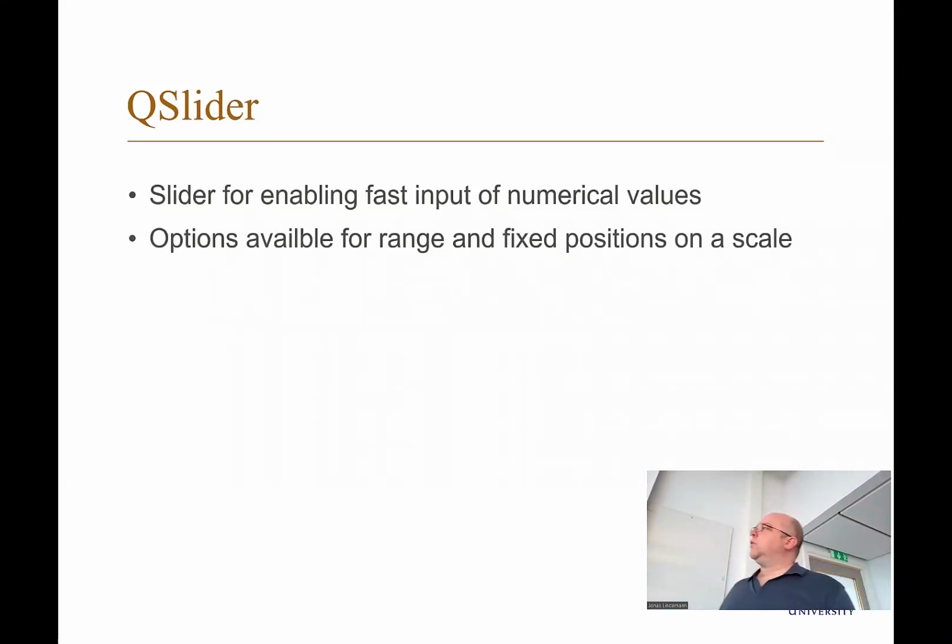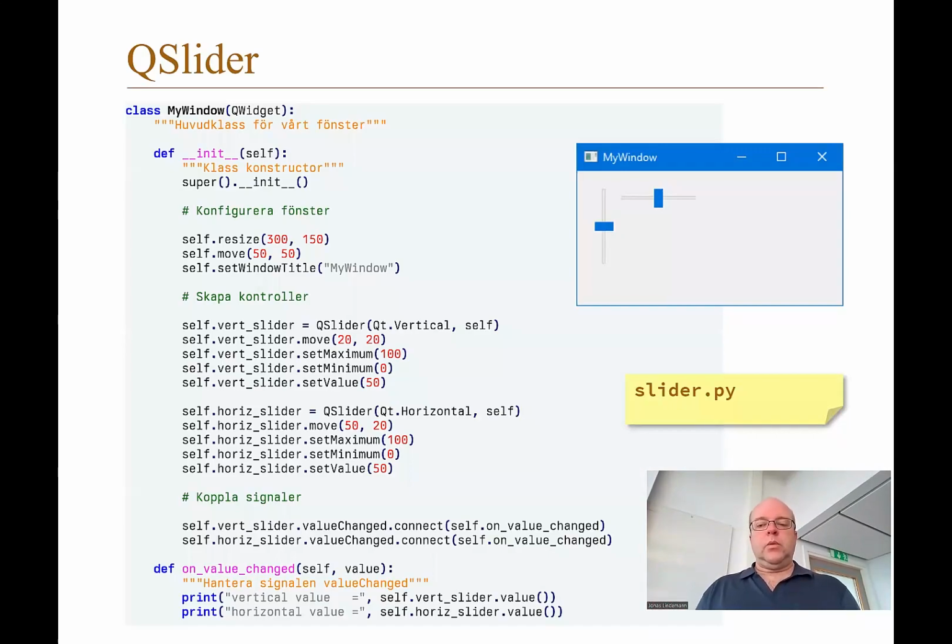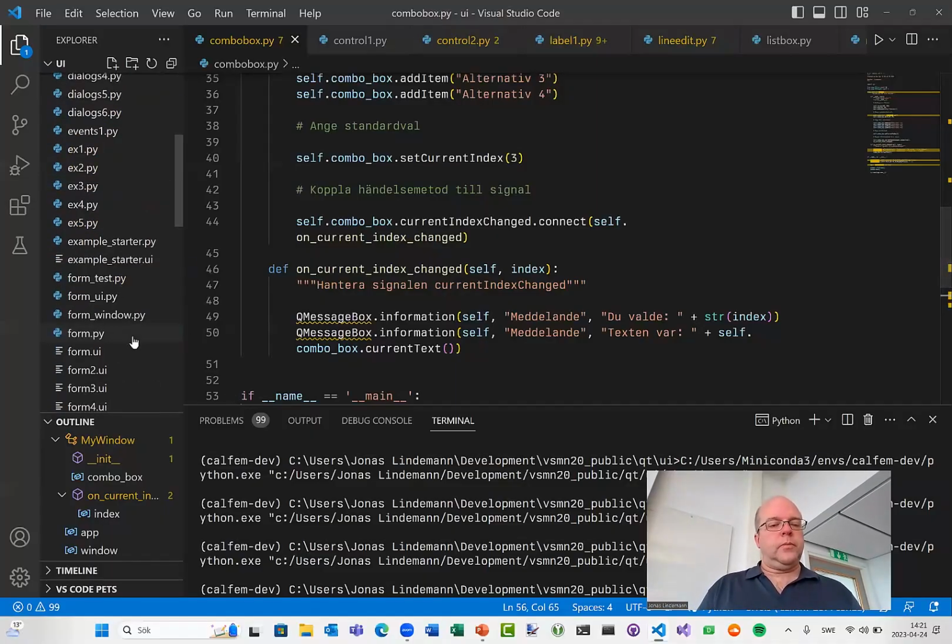Another control that can be useful sometimes is a slider to quickly select between two values. It could be, for example, the coarseness of the finite element grid. You can have a slider that you can slide high and low. And there are also options for setting the range, start and stop, and the step. I will go to this one here as well.